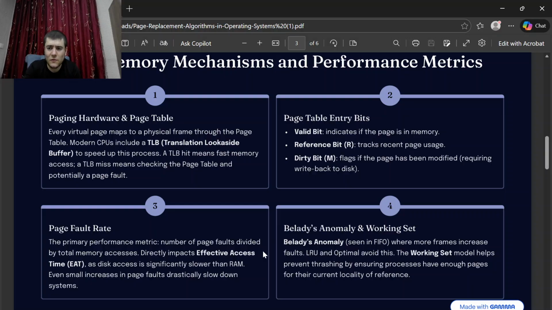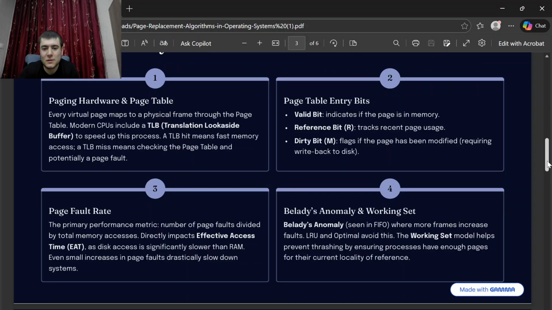Fourth, Belady's anomaly and the working set. Belady's anomaly is seen in FIFO, where more frames increase page faults. LRU and optimal avoid this. The working set model helps prevent thrashing by ensuring a process has enough space for its current locality of reference.